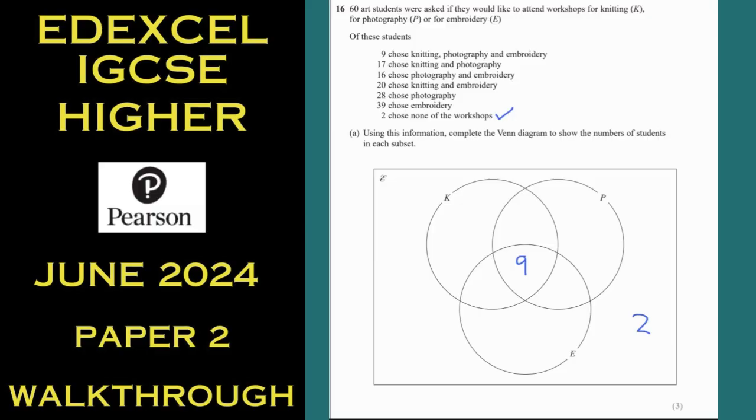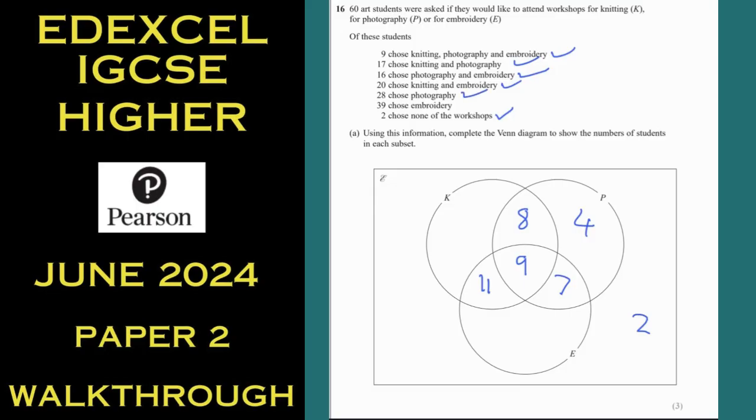What have we got? 17 for knitting and photography, so that's K and P. 17 minus 9, in we go. Should have ticked them off. 16 for P and E, so we need a 7 in there to give us the 16. 20 for K and E, that needs an 11. 28 in the photography circle, so we need a 4 in there when you've subtracted them all from 28.